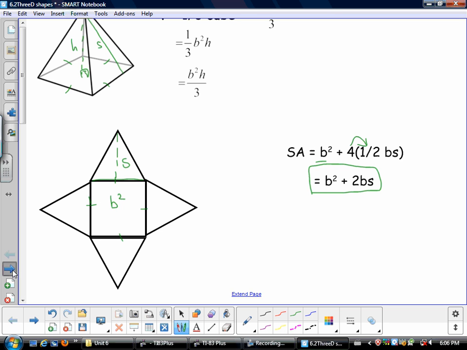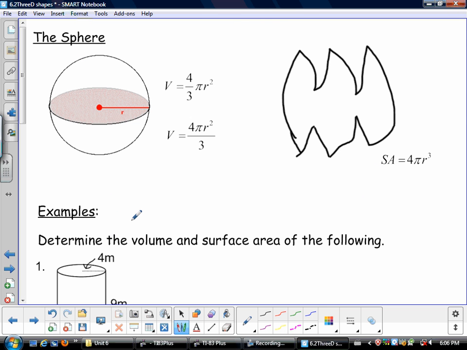So as I said, you don't have to memorize those formulas, but it's good to understand where they come from. Now, the last shape that we're looking at is the sphere. Now, the sphere has the formula 4/3 pi r squared, or again, if you prefer, 4 times pi times r squared divided by 3. No problem. Now, if I peeled open a sphere, it'd be like peeling open an orange, and you know that it comes out as a funny kind of shape. Its surface area is 4 pi r cubed.